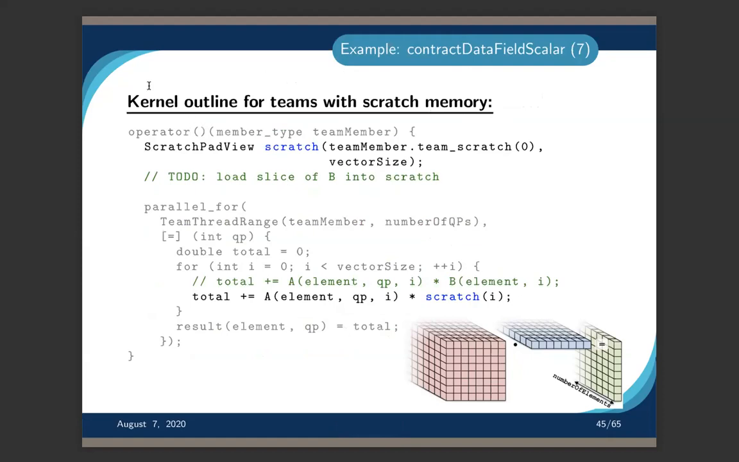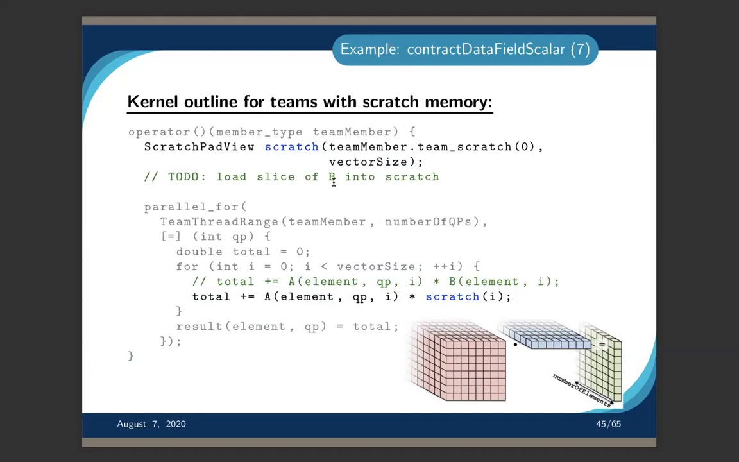So how does that kernel now look? We start at our thing and then we create a scratch. The reason that we create that scratch is, as I said earlier, this access, the B access, is independent of quadrature point. Every thread in the team accesses the exact same vector of B. So what we want to do is store that vector in scratch space. So we create that, we create it of vector size. That was the loop count here. That's the count over I, right?